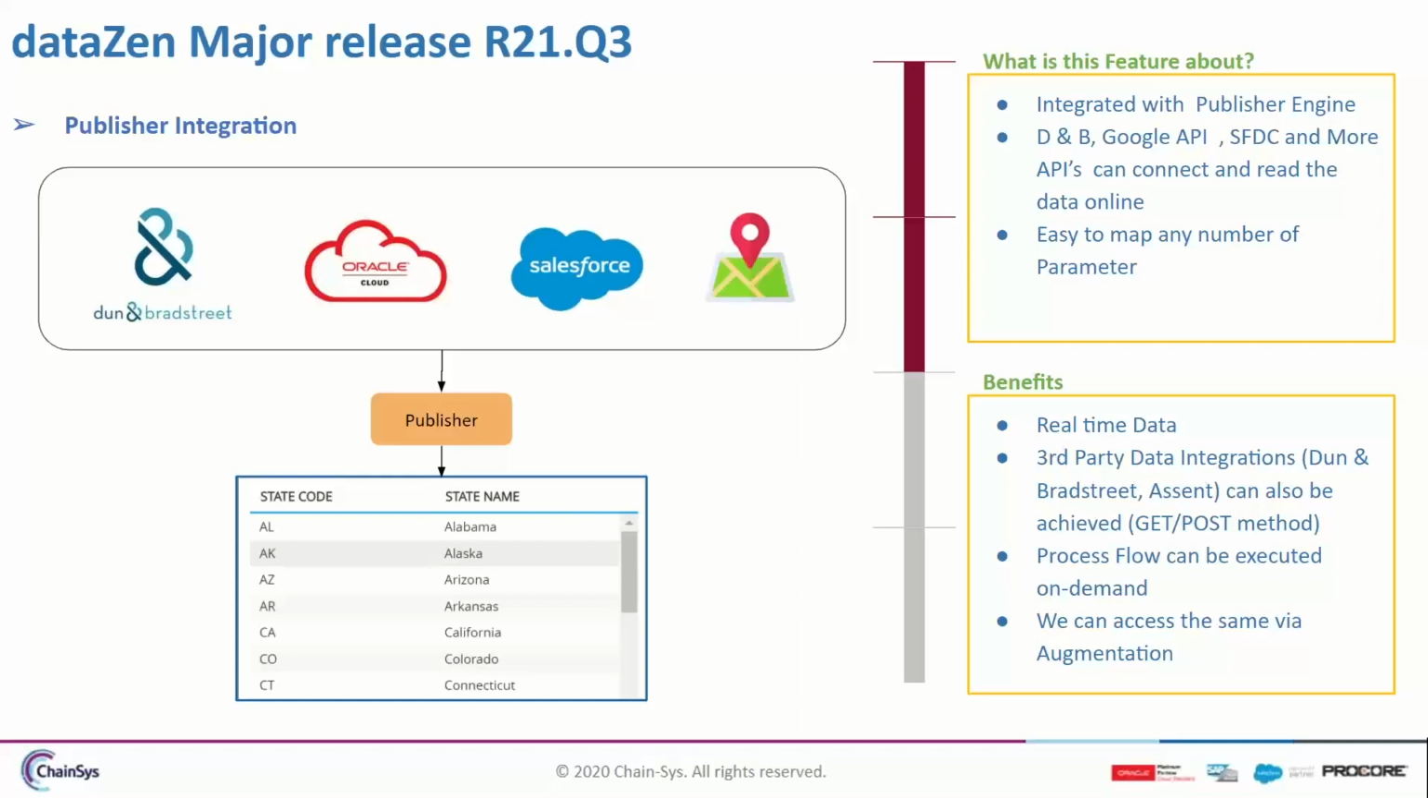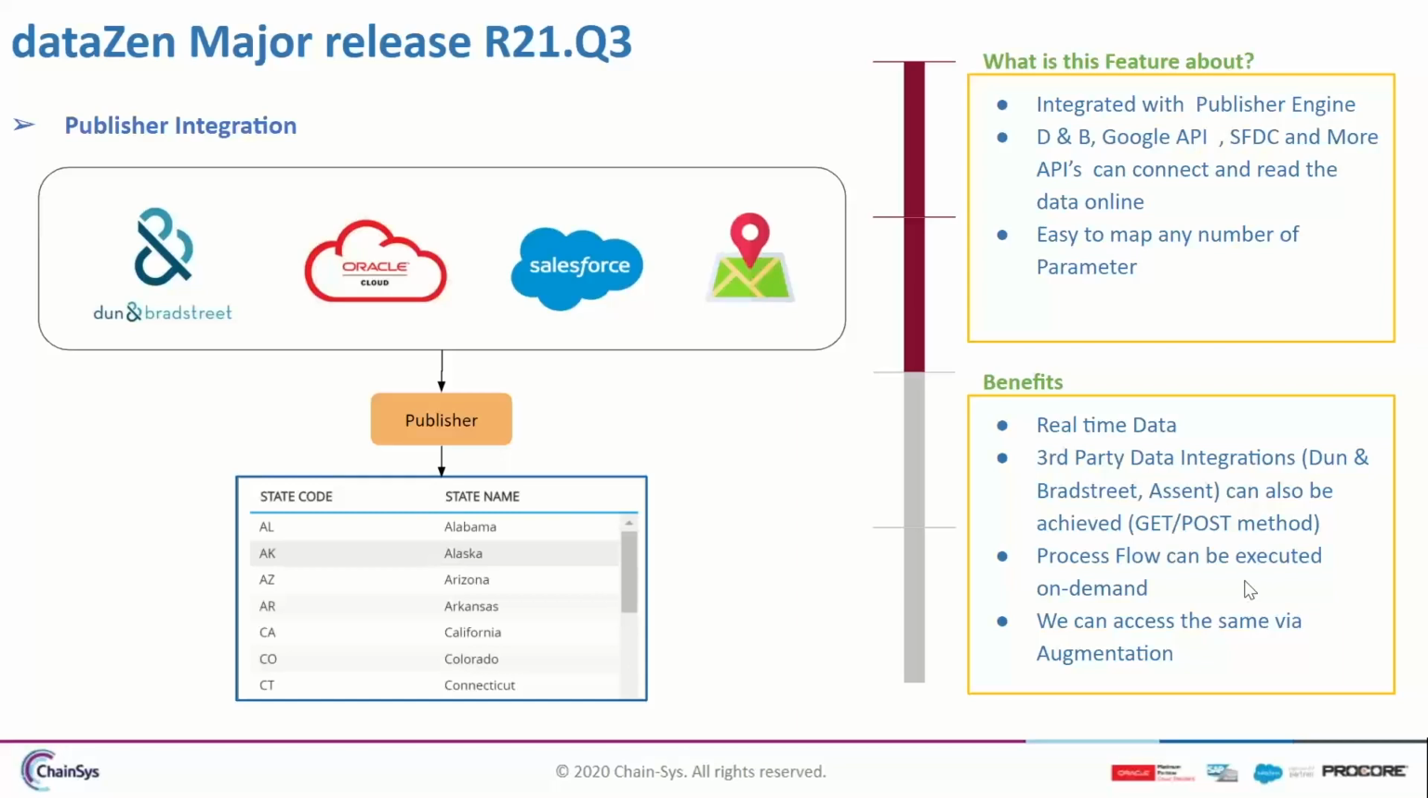So you could see the first line, the publisher is going to read the data from the source systems, and the publisher is going to convert that into JSON format and display it in a new, nicer UI look and feel. And the benefit we are going to get is real-time data, and we can connect to any third-party systems. It can be both GET or POST method, or in a traditional way, like database APIs, that also we can do. And process flow can also be executed on demand.